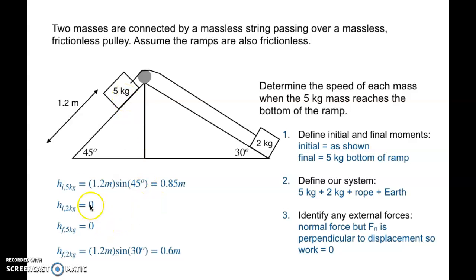At the final moment, the 5 kilogram box will be at the bottom of its ramp at a height of 0. The 2 kilogram box will be up along its ramp at a height of 1.2 sine 30 degrees, giving us a final height of 0.6 meters.